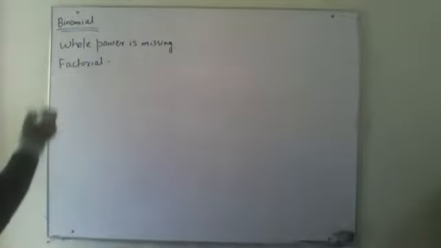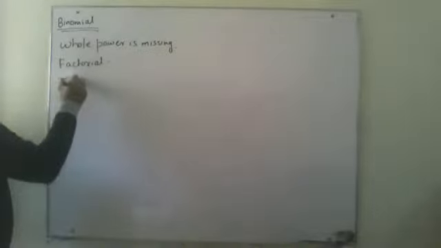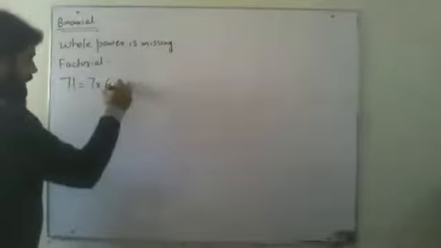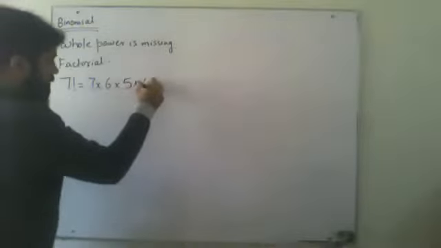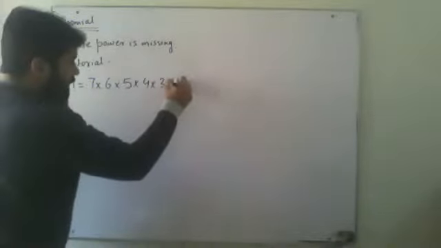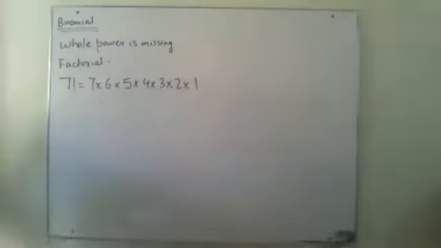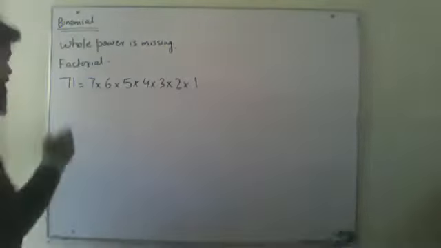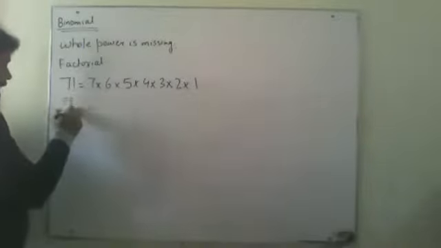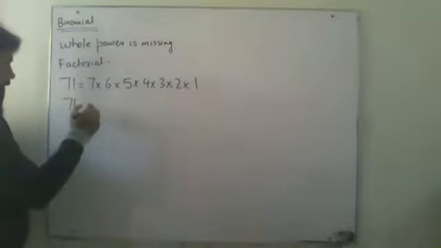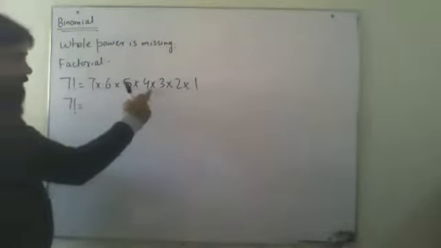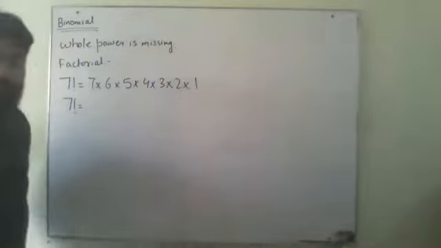Now, the next thing. Like I have done 7 factorial, you have seen it: 7 into 6 into 5 into 4 into 3 into 2 into 1. Now I'm going to do it another way. For instance, I have 7 factorial. What is happening is it is reducing by one number at a time.